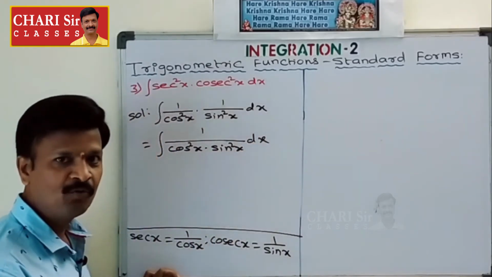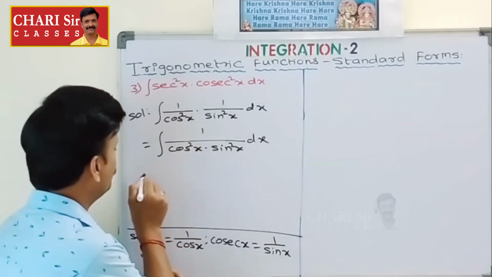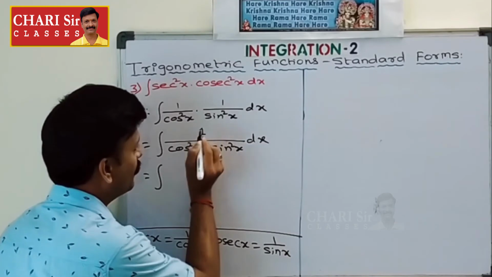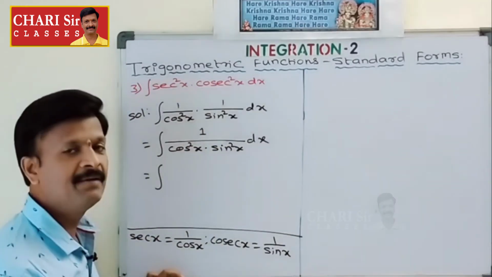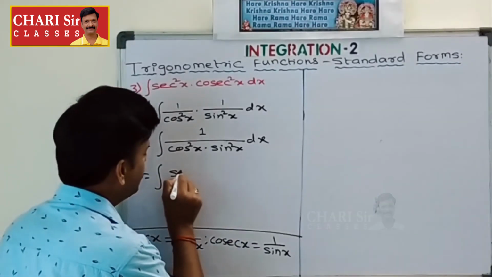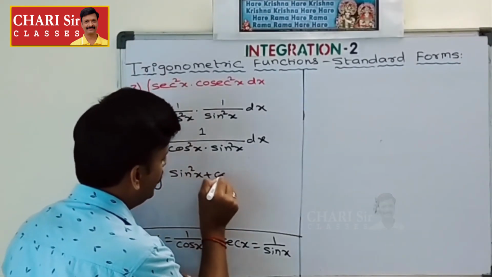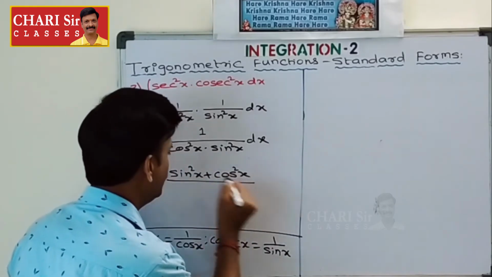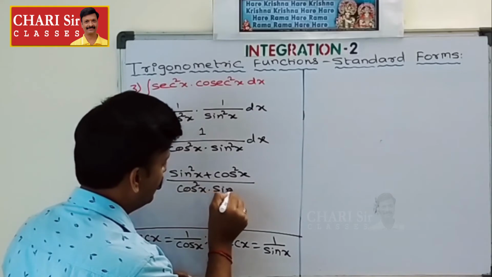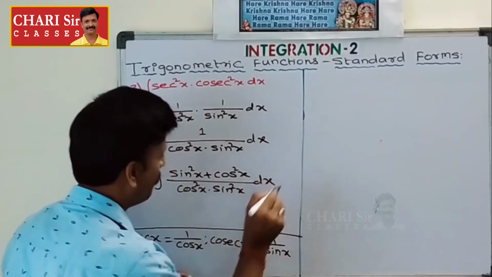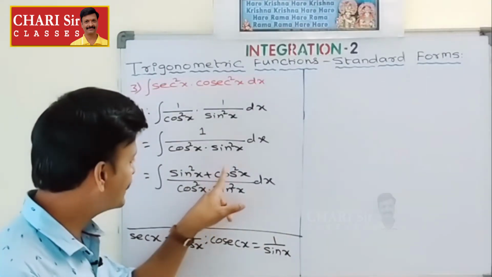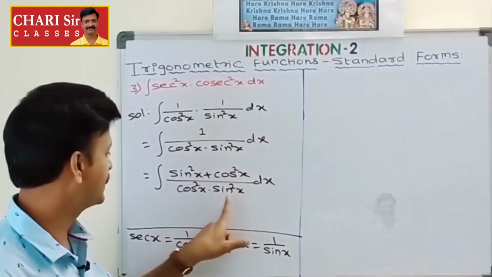Can we integrate now? No, still no. So what to do now? 1 can be written as what? In the previous question number 1 also we used that 1 can be written as sin square x plus cos square x. So we write sin square x plus cos square x in place of 1, over cos square x into sin square x dx. Now we divide the sin square x with cos square x sin square x, and the cos square x also with cos square x sin square x.